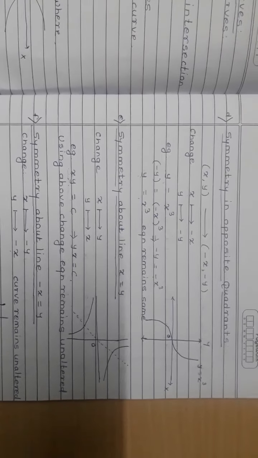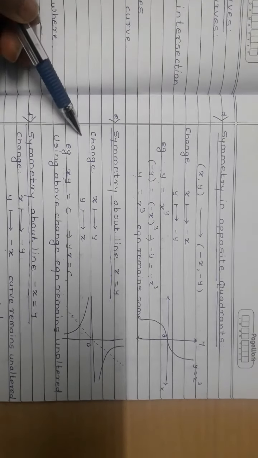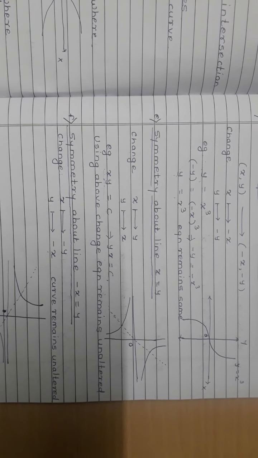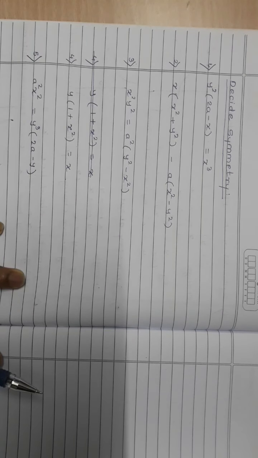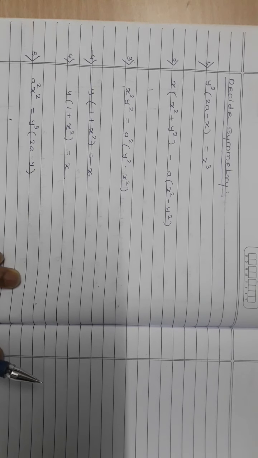What I mean by this is checking symmetry about opposite quadrants, then symmetry about the x equal to y line, and the last point is symmetry about the minus x equal to y line. Okay, and yes, I have some examples here. We are going to decide just symmetric about the x-axis, y-axis, or opposite quadrants, and so on. We are not going to draw anything, we are just going to decide the symmetry.